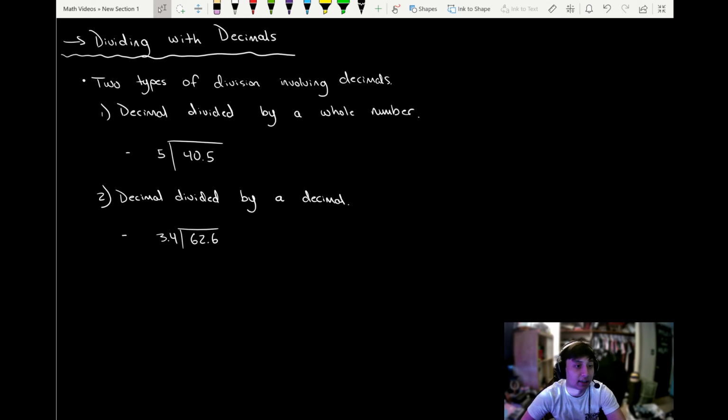The second case is a decimal being divided by a decimal. And right there we have 62.6 divided by 3.4, right? Both the dividend and the divisor are decimals. So each type of division has its own set of steps, like decimal divided by whole number has its own steps, and decimal divided by decimal has its own steps.